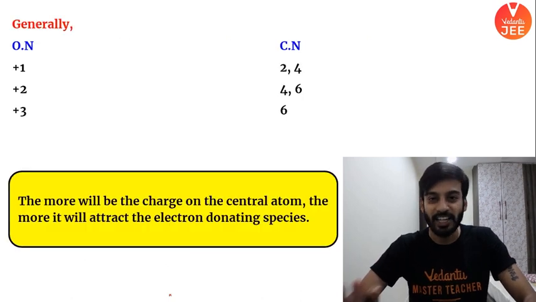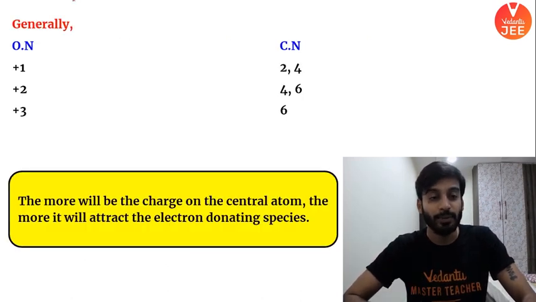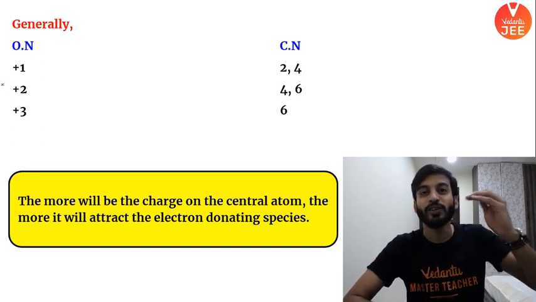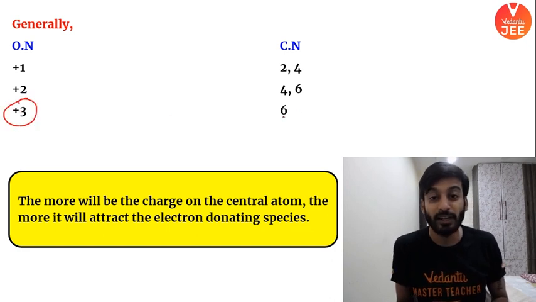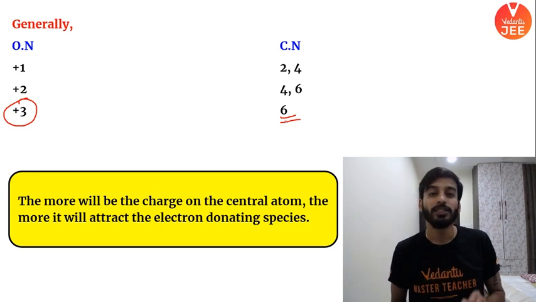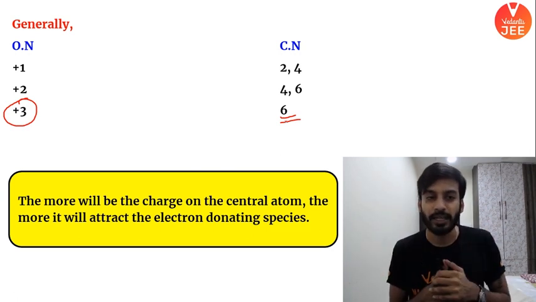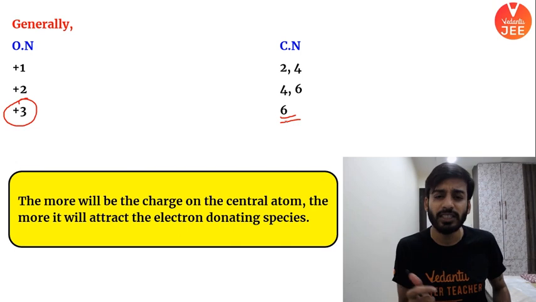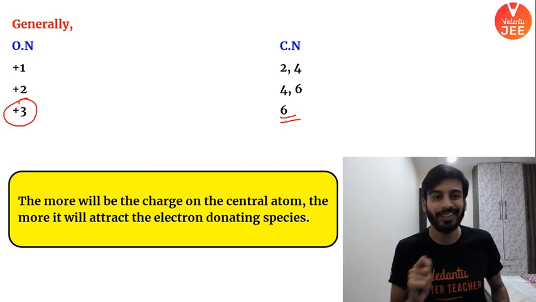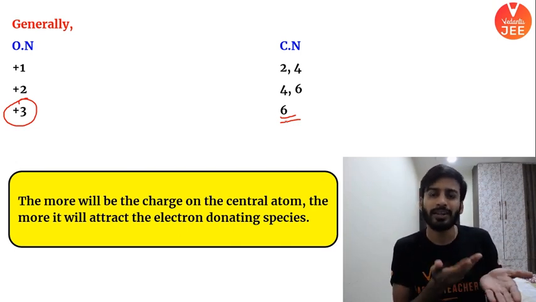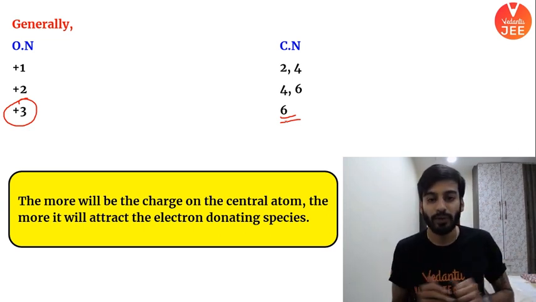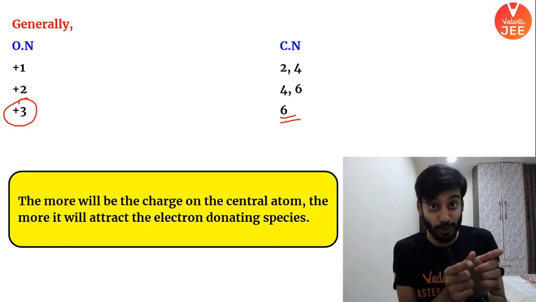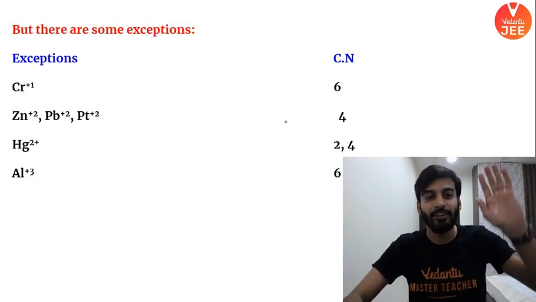Generally, there can be exceptions. When you have higher oxidation number, coordination number increases. For example, +3 will go up to 6 coordination number, means there will be 6 sigma bonds surrounding the central atom, right? There will be 6 ligands. Higher the oxidation number, higher is the coordination number. Generally, this is the trend. For +1, coordination number can be 2, coordination number can be 4. This is the way. But I use the word generally. There are some exceptions I have humbly listed out.